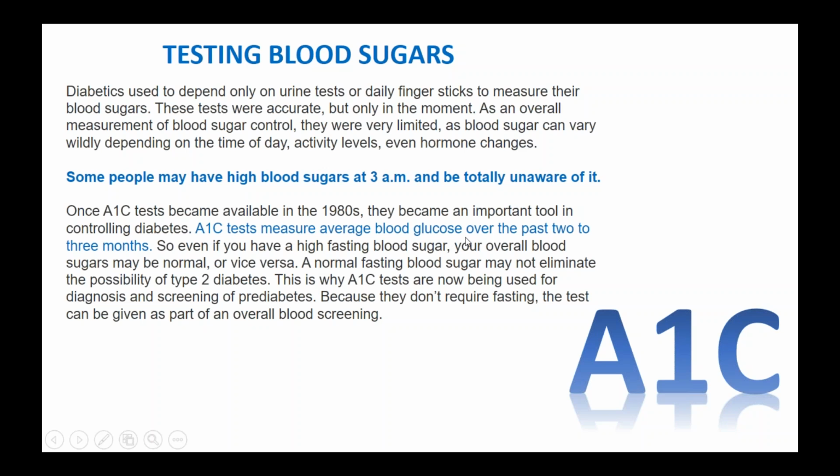A1C tests measure the average blood glucose levels over the past 2 to 3 months. Okay, that way you're getting an average of it. Now, that is good because every time you eat, your sugar is going to go up a little bit, then it'll drop back down. This will also take that into account, but it'll also factor in the other 7 to 10 hours when you're sleeping, okay? The other thing is they don't require fasting because it's part of an overall blood screening. So no sense in fasting because it's not a time of reference.